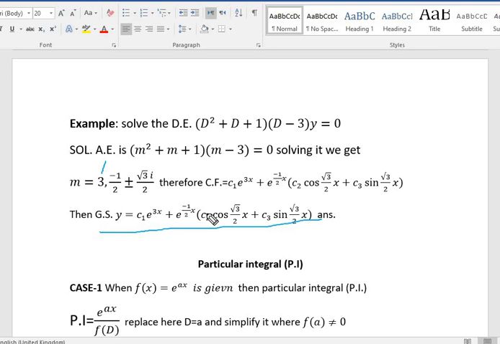Copy this one, finish. This one is the general solution of the differential equation when roots of the auxiliary equation, one root is different, other root is in the form of complex, that means alpha plus minus i beta, then the general solution will be written like that one. Hopefully you understand that one.